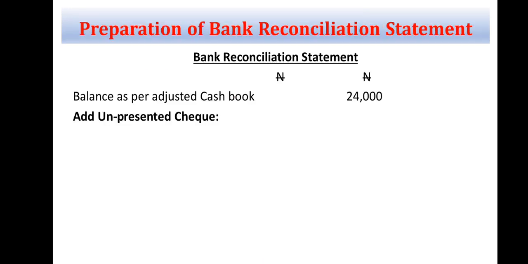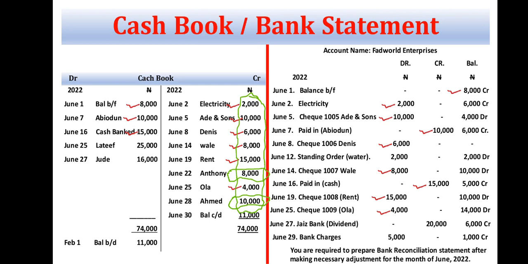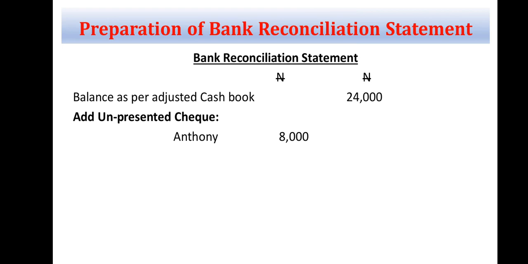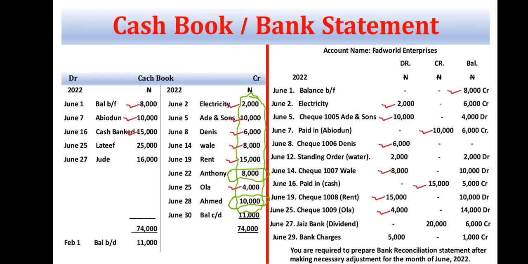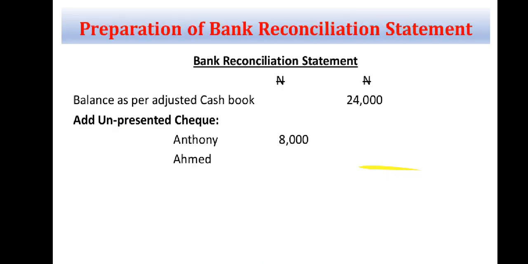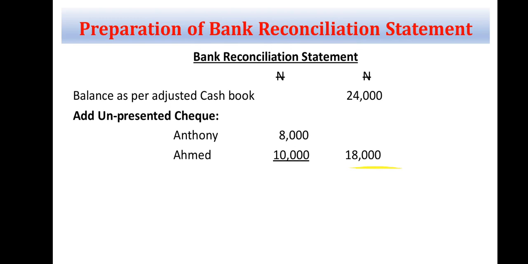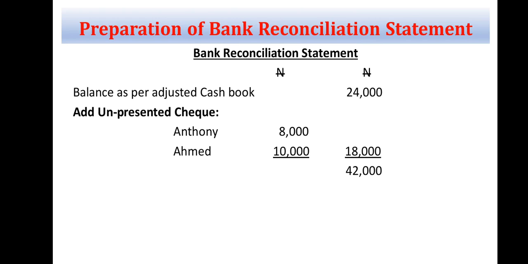So we have unpresented check. The first one is what? Anthony, 8,000. The second one is what? Check issued to Ahmed, 10,000. So we are going to have Ahmed, 10,000. 8,000 plus 10,000 is going to give us 18,000. If we add 18,000 to 24,000, that will give us 42,000 naira.